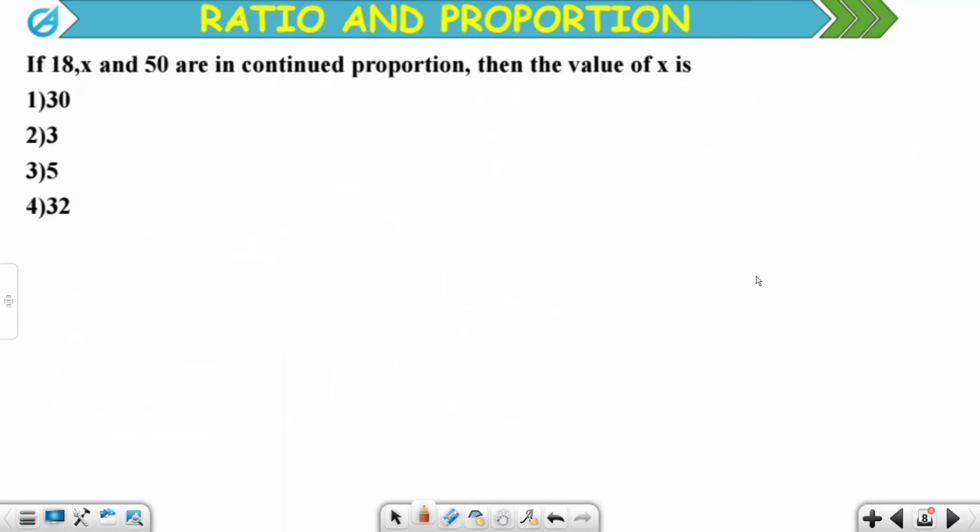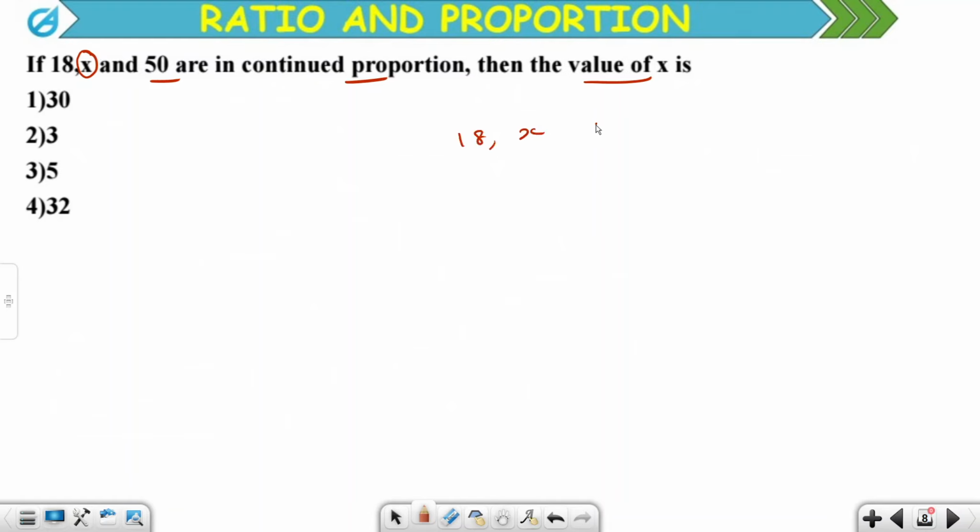Now we'll see one question. See here what they have given. If 18, x and 50 are in continued proportion, then what is the value of x? In the previous examples, they clearly mentioned what we need to find: the first proportion, the mean proportion, the third proportion, the fourth proportion. But here, did they mention anything like that? They only mentioned we need to find the value of x. Did they directly mention any proportion? No, right? So what do we have to do?